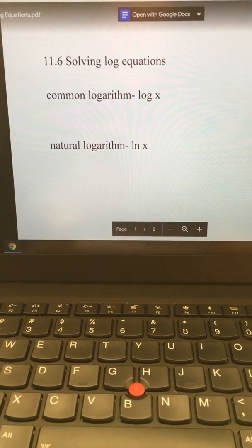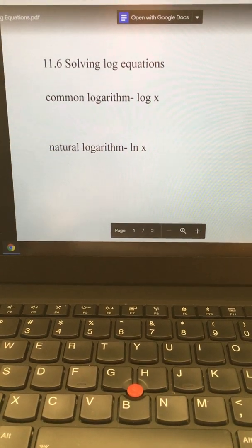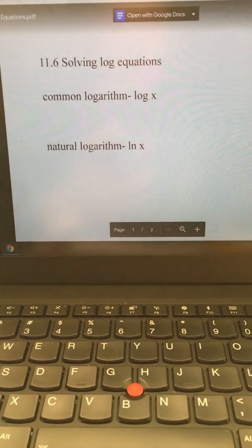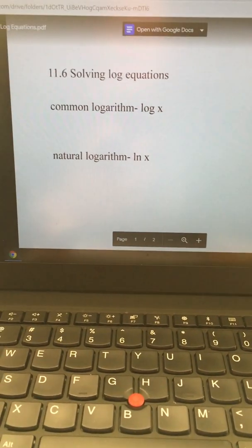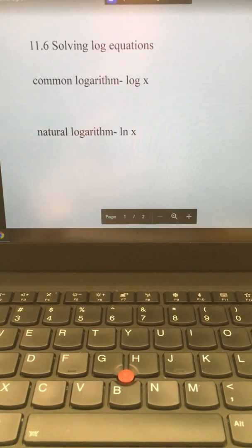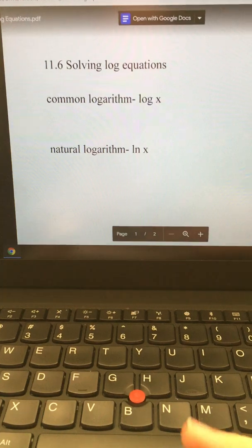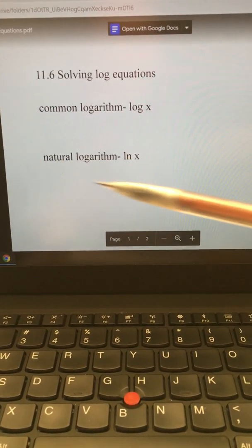So today, with solving some more log equations, we're going to see more complex log equations. We've already seen log equations where we just switch forms and then solve. So a little bit more complex today. We're going to use some condensing to get us to our final answer for our solving.